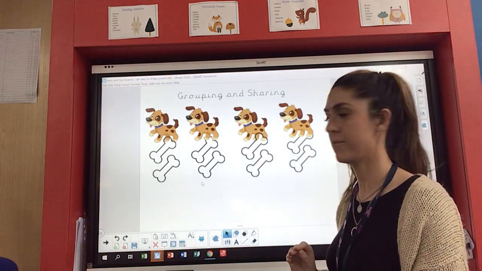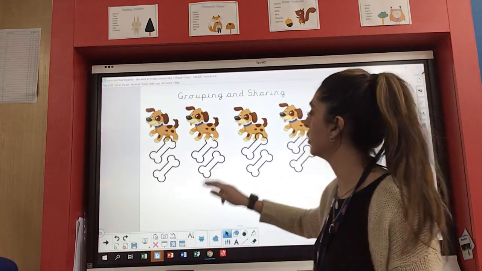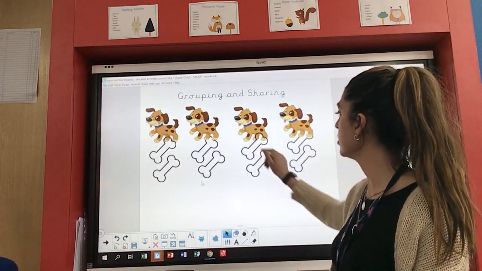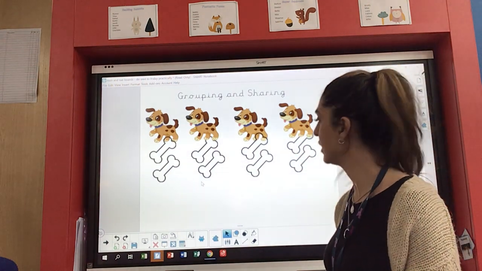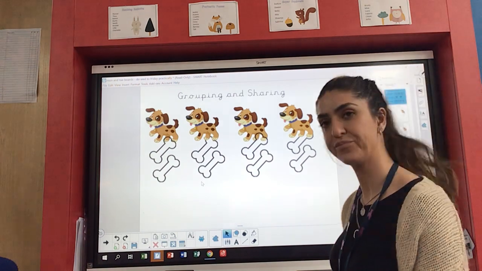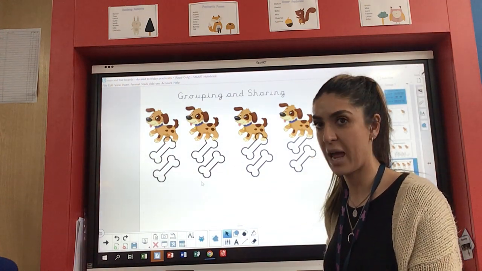So I should have split it fairly there. Let's check they've all got the same amount. One, two, one, two, one, two, one, two. That's definitely worked out well. Each dog has got two bones. So this is our first day learning about grouping and learning about sharing.